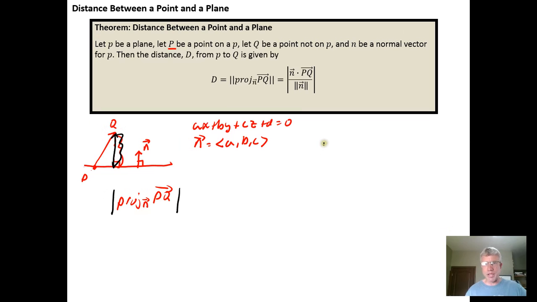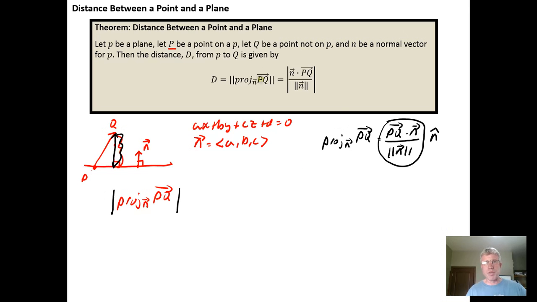So remember, when we calculate the projection of PQ onto the normal vector, that's just going to be PQ, the vector you're projecting, dotted with the normal vector, divided by the size of the normal vector squared, times the normal vector itself. So what we've done in the past is taken one of these sizes and put it under the normal vector. And the moment we do that, we get a vector of length 1, which we've called n hat. And if this is a length 1 vector, then the absolute value of this is the length of the projection vector. And so that's what's going on with the formula up here.